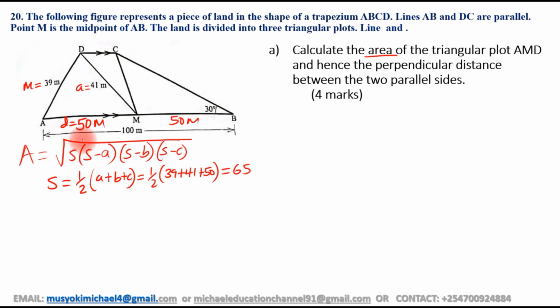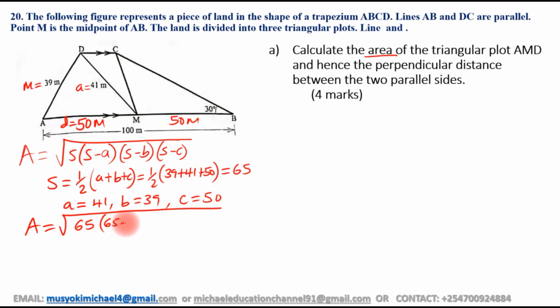And here for our case, let's consider A to be 41, B to be 39, and C to be 50. Then we substitute into the formula, so area is the square root of S, which is 65, then we have 65 minus 41, then multiplied by 65 minus 39, then multiplied by 65 minus 50.